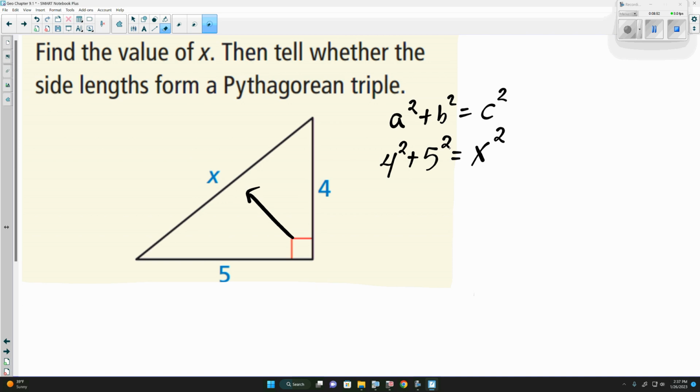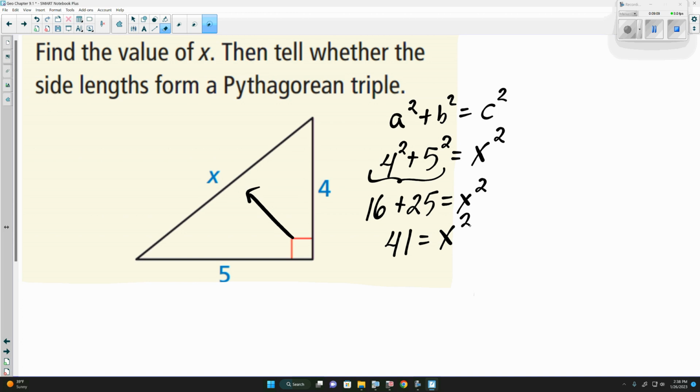Now at this point we could plug that in a calculator. 4 squared plus 5 squared, it's all numbers right there. The calculator will do it for us. If we did it by hand, 4 squared is 16. 5 squared is 25. And 25 plus 16 is 41.